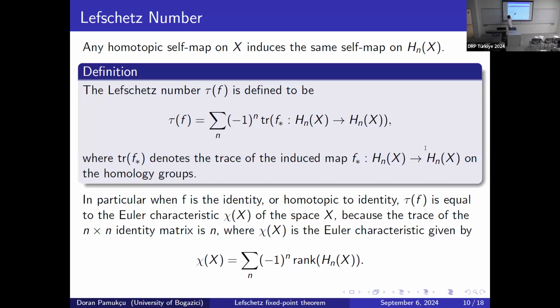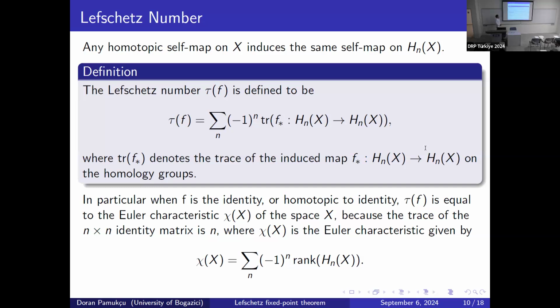And now this F star becomes a map, something like Z^m to Z^m. We only consider the free part of our homology groups. You can represent that map using a matrix with integer entries, and you can take the trace of it. So that's how you define the trace of F star for any n. And yes, this is the definition of the Lefschetz number.